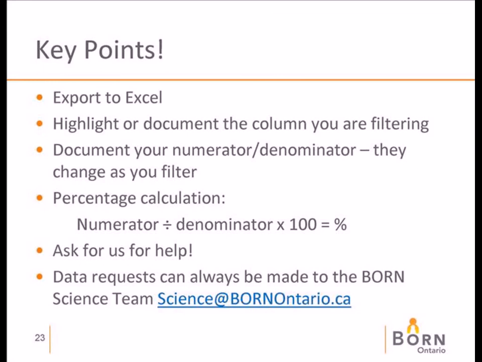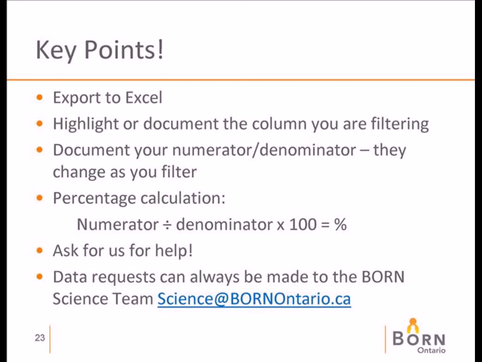Very briefly, this takes a while to play. It can be quite daunting, and we're happy to help you. So the key point is every time you go into a data download, export it to Excel. You can't do a thing until you export. As Vivi demonstrated, she highlighted them for you to see, but we really recommend you either highlight the column that you're working on so that you never lose track of it, or you document whether it's column CC or AV, but the best way is to just highlight it so you'll never lose the columns you need for your query. Always document your numerator and denominator.